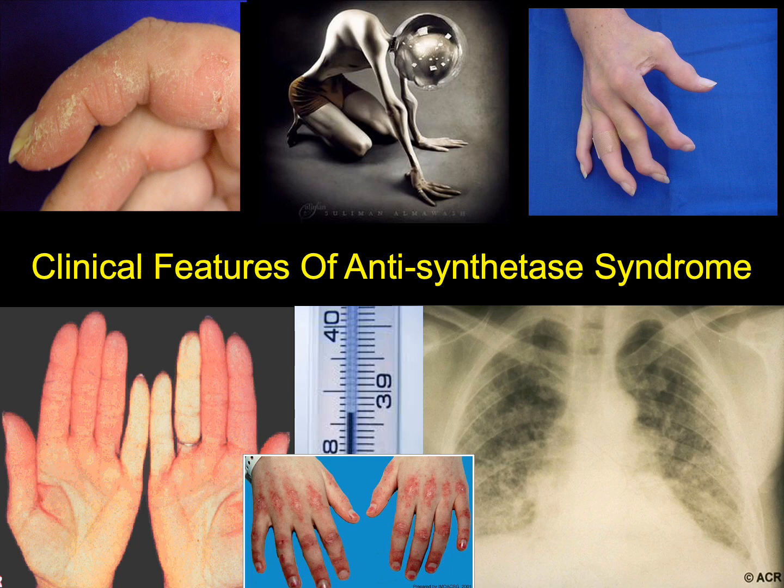Interstitial lung disease is the most common feature of anti-synthetase syndrome, even more common than the muscle weakness itself. In fact, studies suggest that 70 to 90% of patients with anti-synthetase syndrome may have interstitial lung disease, as compared to only 50 to 70% of patients with myositis.